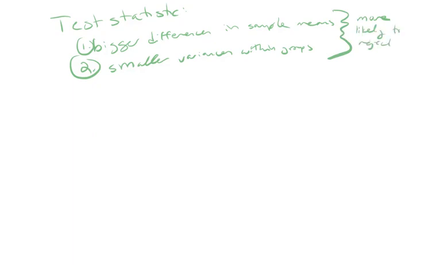of equal population means. So we want a test statistic that reflects both how different the sample means are from each other and also how big the variances are within groups. And we want to reject the null more often when the differences in sample means is big and also when the variances are small within groups.